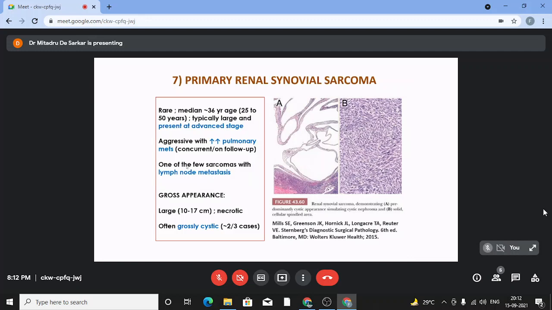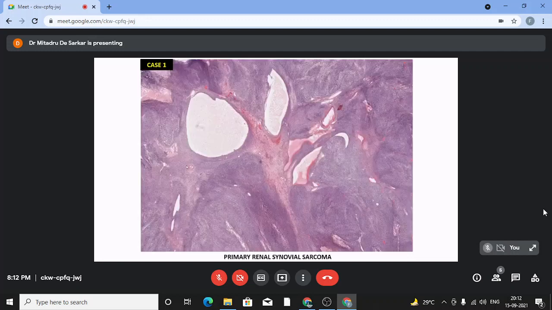The age group is from the 20s to the 50s, and most of these patients will have very, very advanced disease. This is unlike the other cystic renal tumors where you usually have T1 disease. This is usually a very advanced presentation with an increased incidence of pulmonary mets and even lymph nodal metastasis. So this particular case is actually not one where I want to show the cystic architecture, but just to highlight one particular fact.